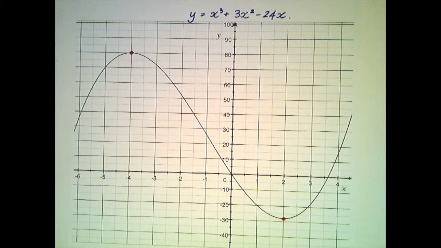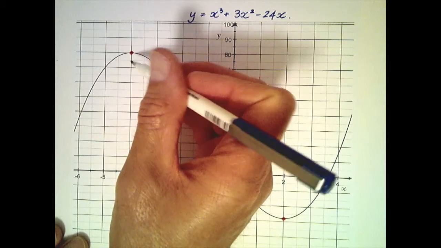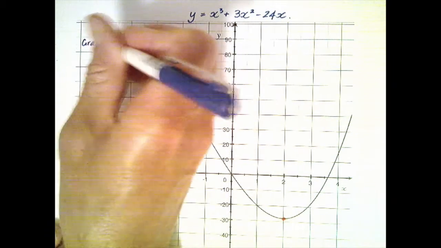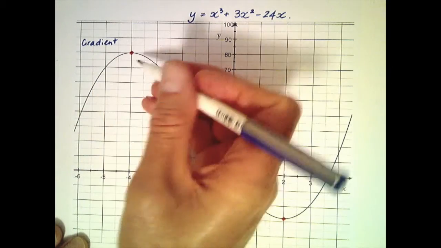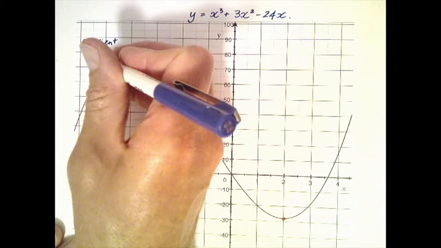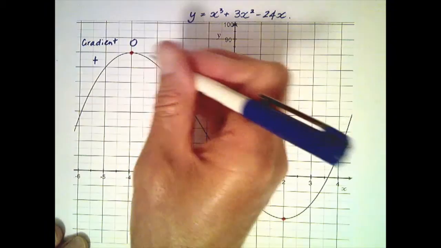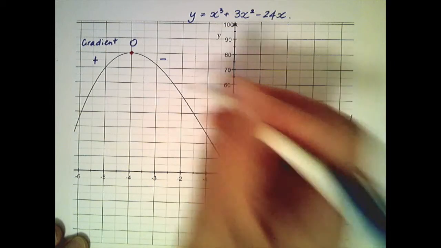So let's have a look at some of these key bits of information. In this case, we'll look at the first extreme value where it's a maximum. Let's have a look at the gradient. So we'll identify what's happening to the gradient. We can see here that it's a positive gradient and it's gradually reducing until the gradient is 0 at this particular point. So we'll put a positive there, a 0 there, and we can see now that the gradient is negative and becoming more negative as we move to the right.